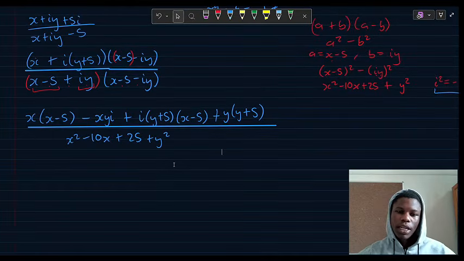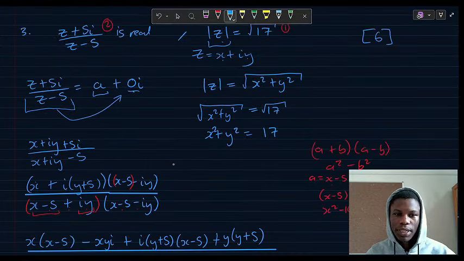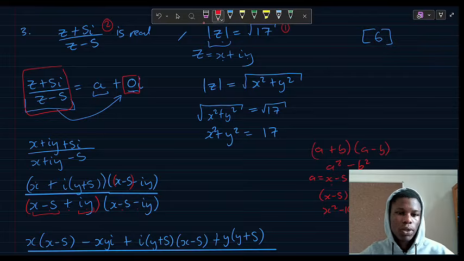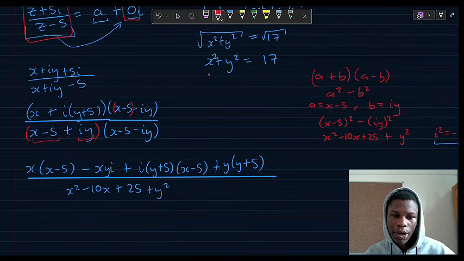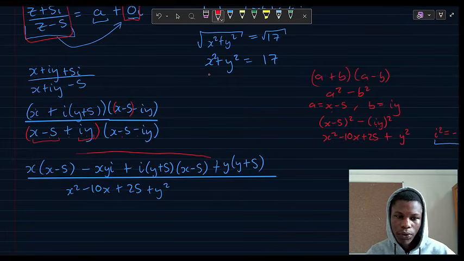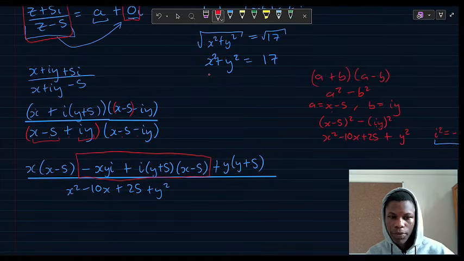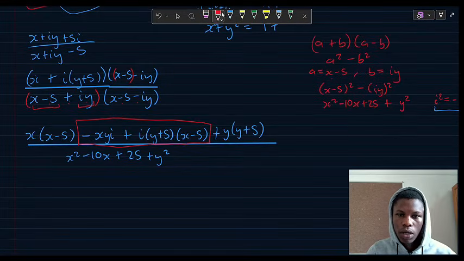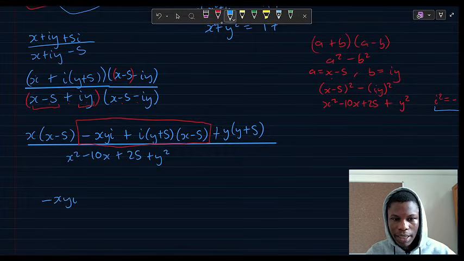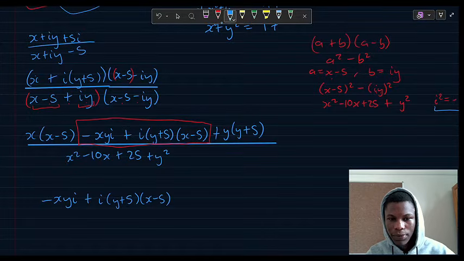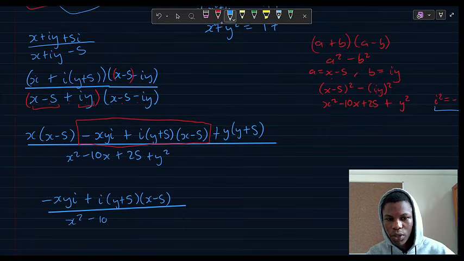And now remember that all that we are interested in is the imaginary part. Because at the beginning of all of this, we said that our imaginary part has to be 0 since we're told that this whole thing is real. If it's real, it can't have an imaginary part. Our imaginary part is going to come from wherever we've got an i, which is this block over here. That's what's going to form our imaginary part. So we can say that that block, negative xyi plus i times y plus 5 times x minus 5. Here, if you want to, you can also divide it by the denominator, right? But it's not going to make a difference because we want to equate this to 0.